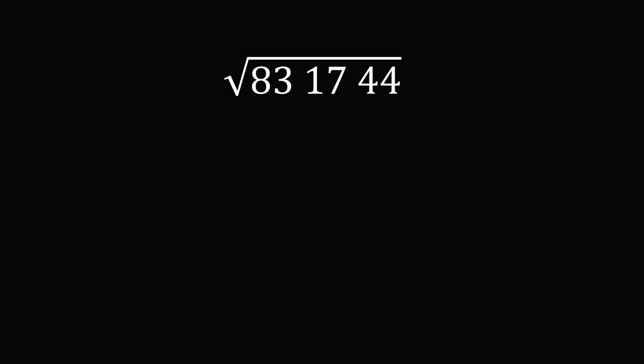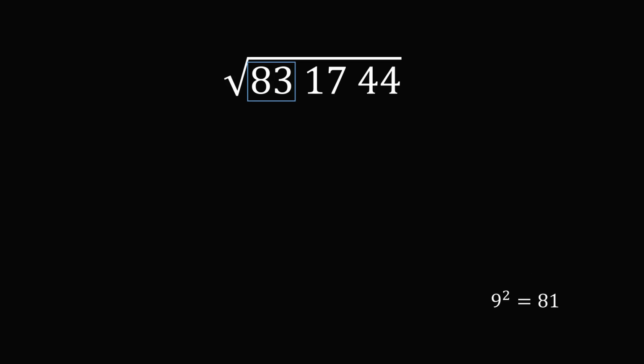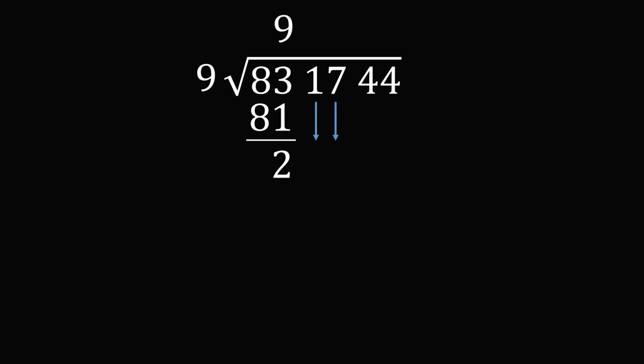Like long division, we start out from the very left, so we take a look at 83. Now, what square is closest to 83 but does not exceed 83? We will go all the way to 9 squared, which equals 81. So we have a divisor of 9, a quotient of 9, and 9 times 9 is equal to 81. Subtract that from 83, and we get a result of 2. We will now bring down the next 2 numbers, 17.